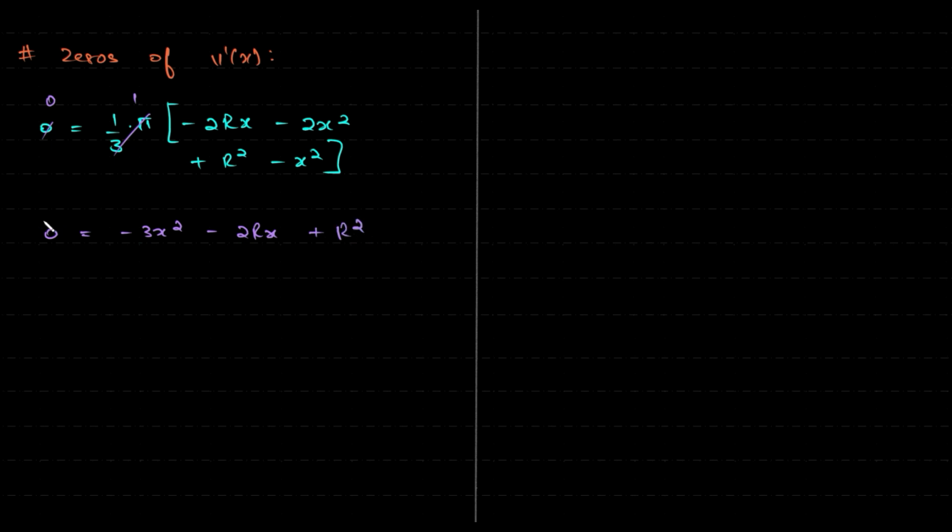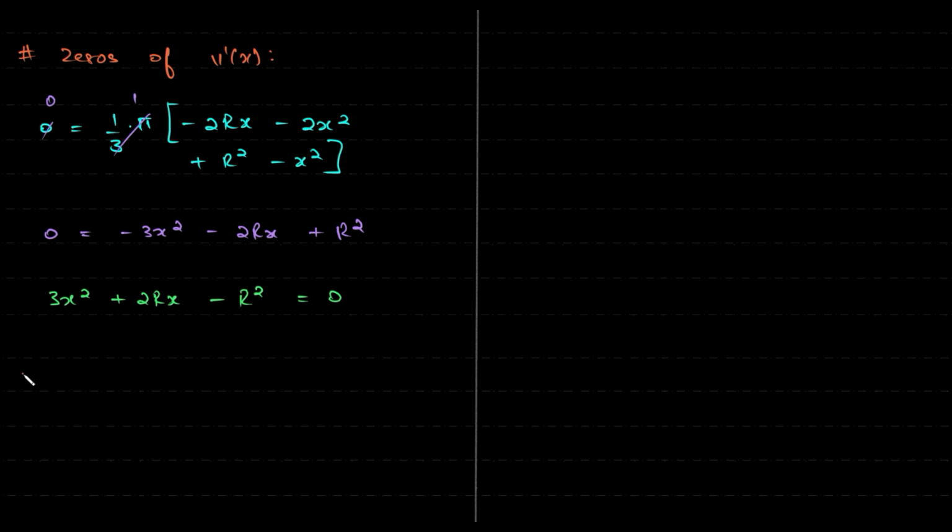So if I multiply throughout with minus 1, or if I transpose, that is also okay. If I transpose all of this onto the left hand side, we have 3x square plus 2rx minus r square is equal to 0. Does it make sense?